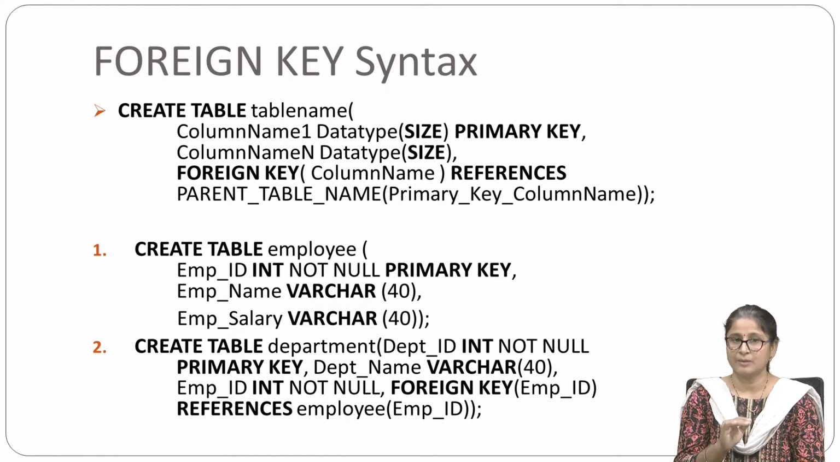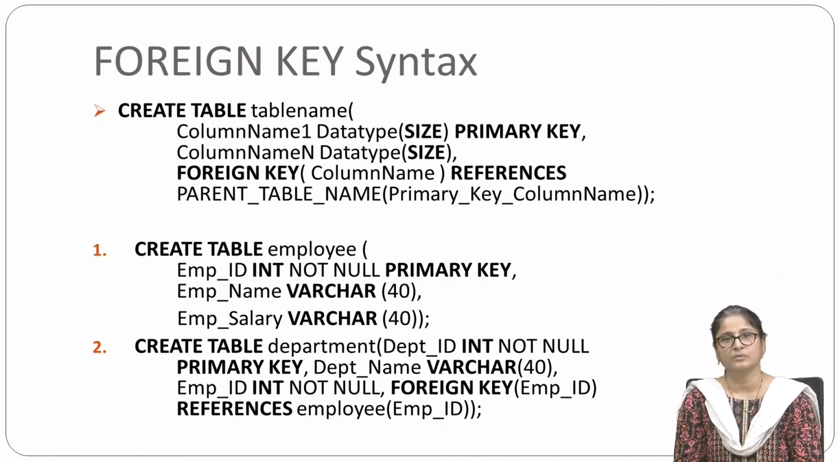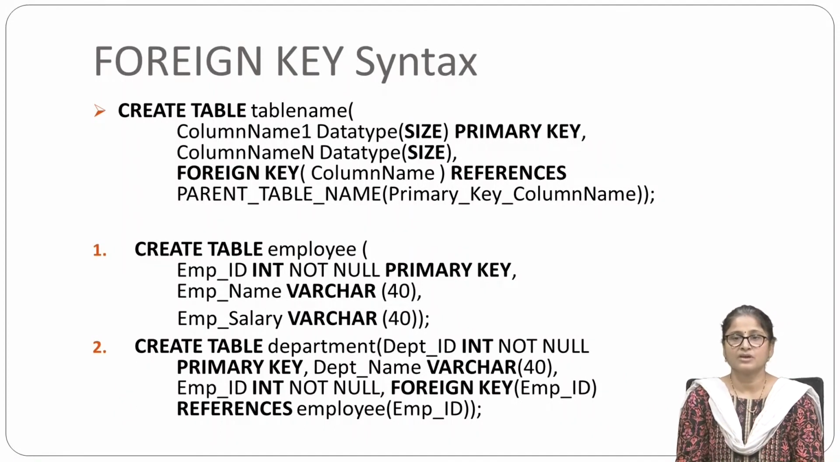So the employee ID field in the department table is a foreign key. The foreign key employee ID of the department table refers to the employee ID of the employee table. This is the way you can specify the foreign key and the relationship between these two tables.